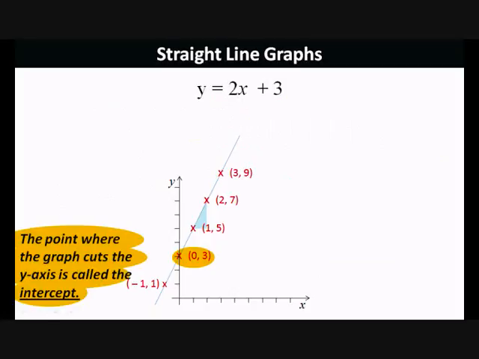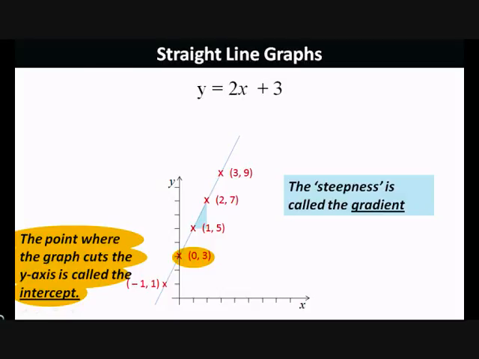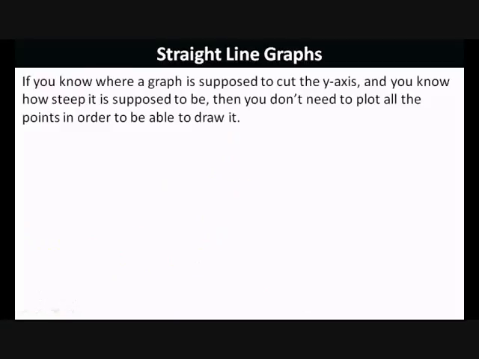So the point where it cuts is called the intercept. And as I just said, the steepness is called the gradient. So the plus 3 on the end affected the intercept, and the 2 in front of the x affected the gradient. So if you know where a graph is supposed to cut the y-axis, and you know how steep it's supposed to be, then you don't need to plot all of the points in order to be able to draw it.